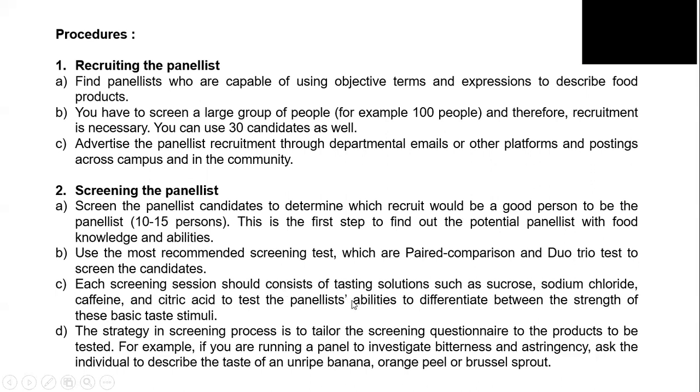Okay, so these are the examples we already covered previously. We can use sucrose solution in a series of concentrations, or salt solution in a series of concentrations. If they manage to choose which one is higher than the other, those people actually have a good taste stimuli. All right.